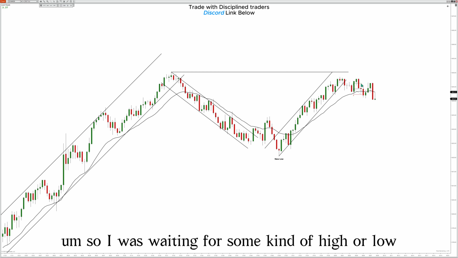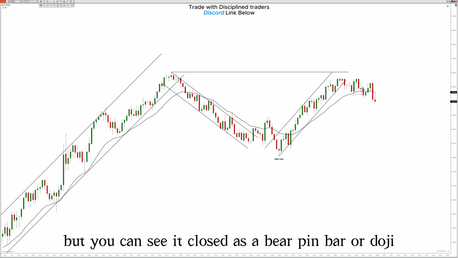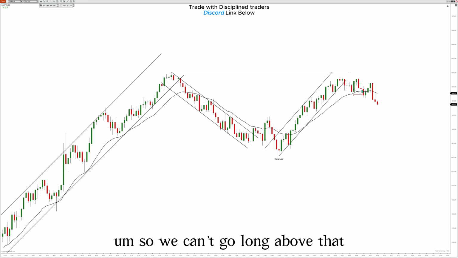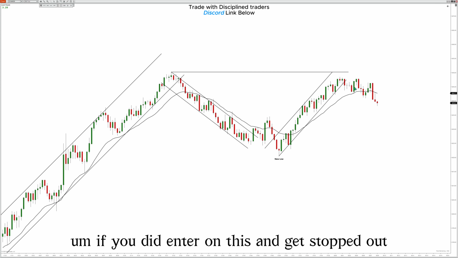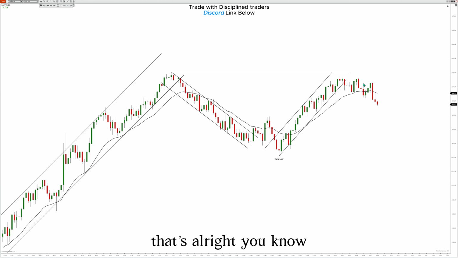So I was waiting for some kind of higher low, which was this bar here, but you can see it closed as a bear pin bar or doji. So we can't go long above that, and it never even got a trigger. So unfortunately, just no real opportunity to enter here. If you did enter on this and get stopped out, that's all right. You know, it's just a learning lesson.